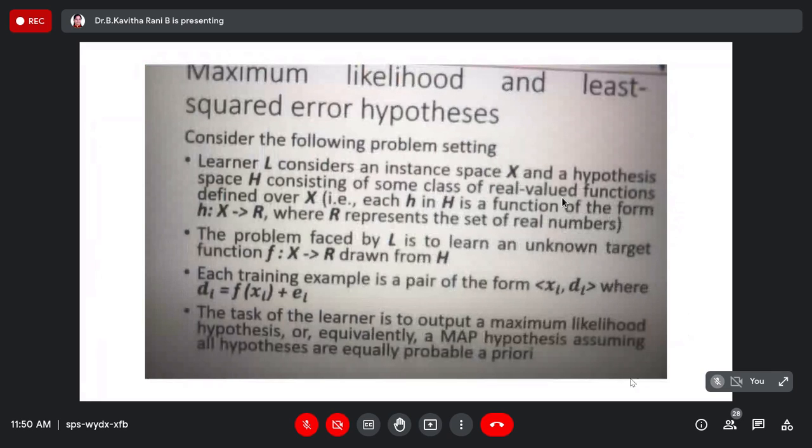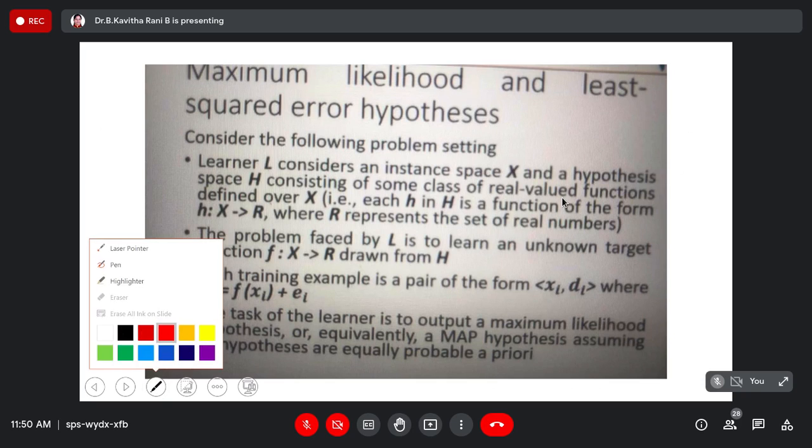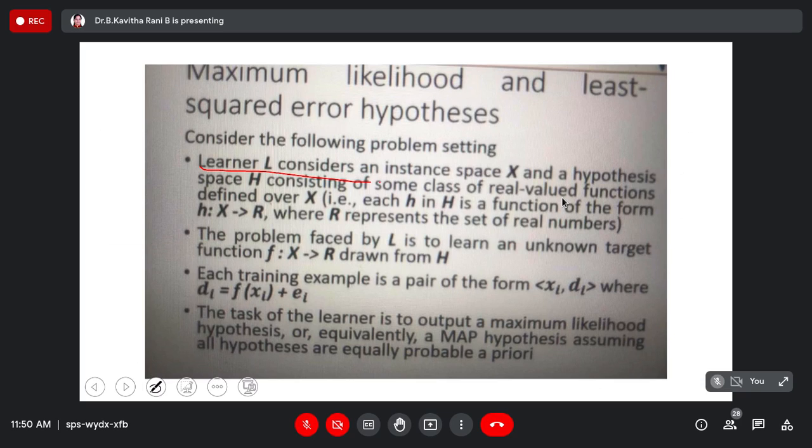So now consider the following problem setting. Learner L considers an instance space X and a hypothesis space H consisting of some class of real valued functions defined over X. So here learner L considers an instance space.